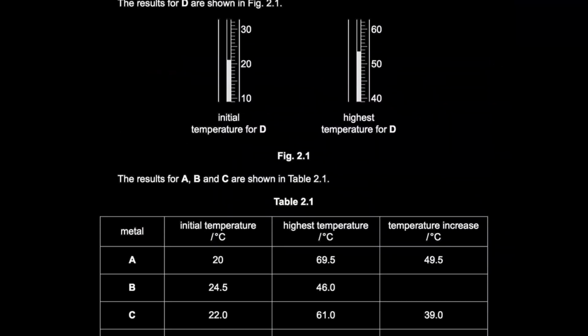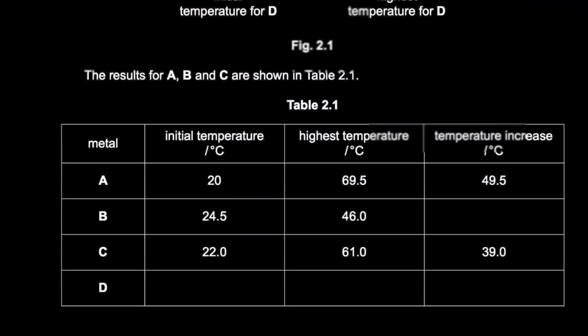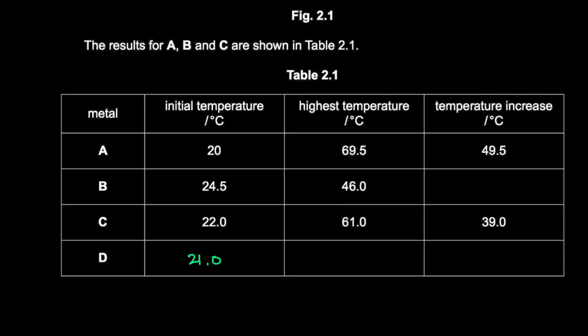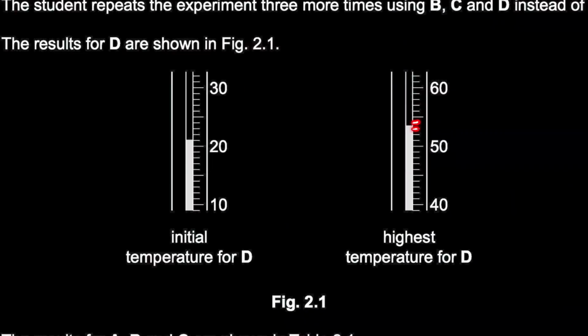Calculate and record the temperature increases for B and D. So first, D's initial temperature is 21.0 and the final temperature is between 53 and 54, so it will be 53.5. If you have a scale that shows every 1 degree Celsius, you can measure to the nearest 0.5. It's always half the minimum graduation. The minimum graduation here is 1, which means you can record to the nearest 0.5. So over here it would be 53.5.